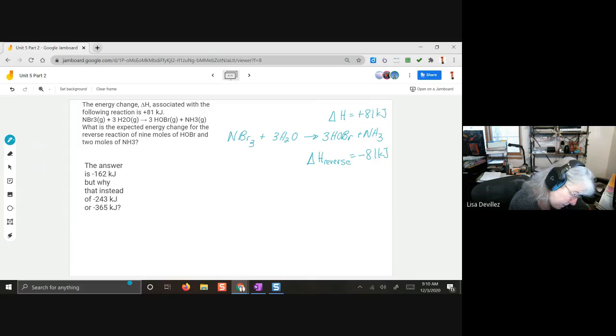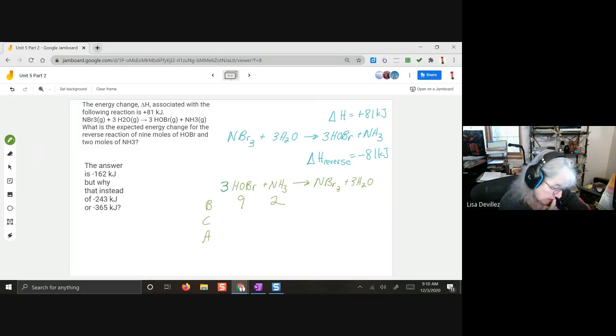All right, so let me rewrite it here. Let's change colors. So 3HOBr plus NH3 yields NBr3 plus 3H2O. All right, and it's saying I have 9 moles of this and 2 moles of that. Okay. All right, so the ammonia is going to be the limiting.